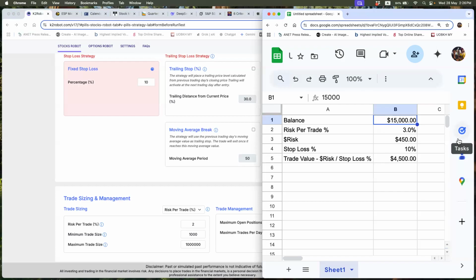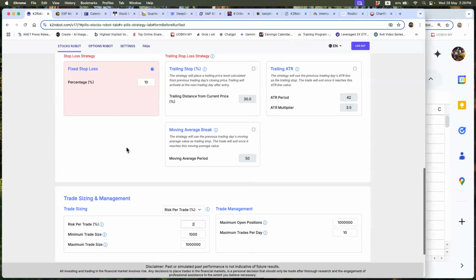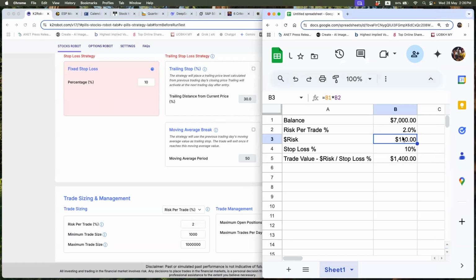So let's move it back, let's say you have a trading account size of 7,000 US dollars, and you are still using the risk per trade of 2%. Then your dollar risk is $140. The strategy stop loss is 10%. So when you are configuring your strategy, take note of your cut loss percentage, and then you reverse calculate, then you will know your trade value per trade is close to 1,004. So minimum you must have 1,004 in your cash balance.